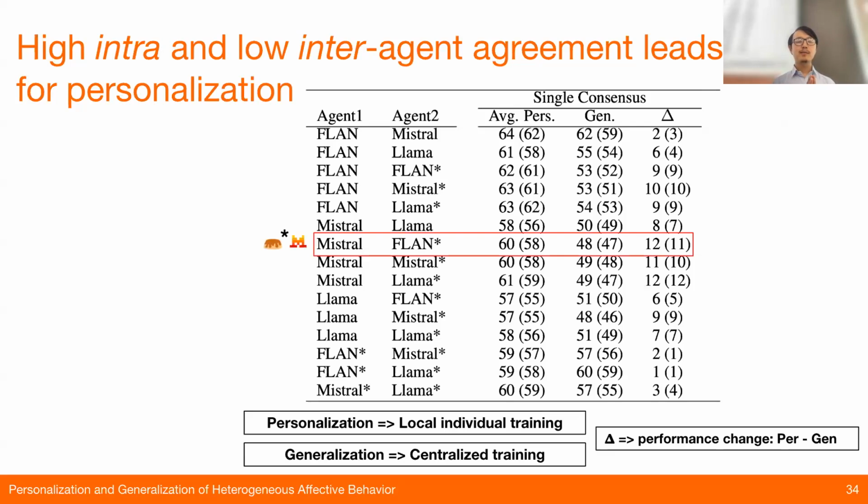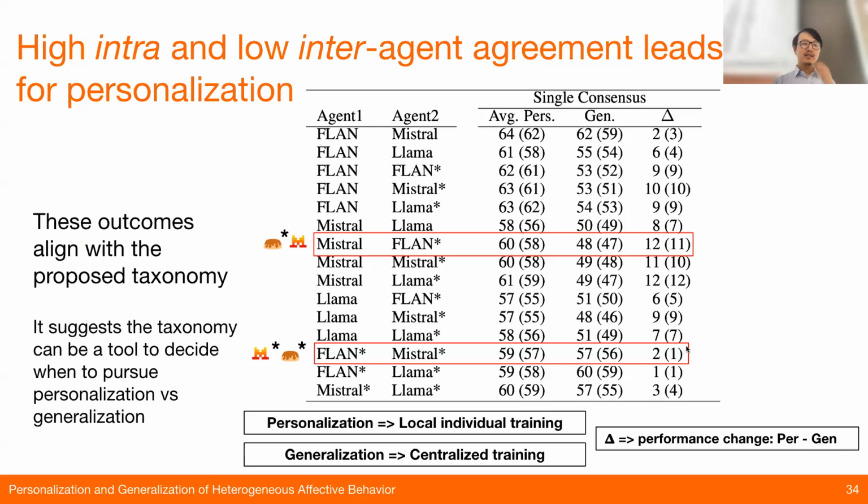The first one is the case of Mistral and fine-tuned Flan. One thing we observe here is quite high personalization performance, and a sharp decrement in the delta, that is the performance difference between personalization and generalization. However, if you look at the case of fine-tuned Mistral and fine-tuned Flan, we can see there is still high personalization. However, there is an increment in the generalization as well, and there is only a small decrement in the delta. So these outcomes somewhat align with the taxonomy and also suggest the use of the taxonomy as a tool to decide when to personalize and when to generalize.